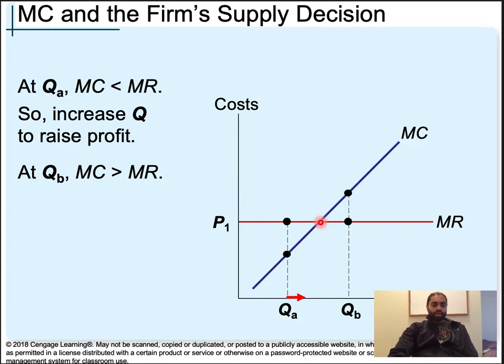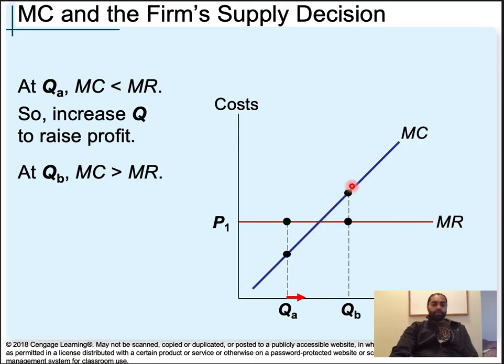So we always want to be at this point right here, at the intersection of marginal revenue and marginal cost. That's your profit maximizing condition. Meaning at this point, this is where profit is maximized completely. So to the left of this, our marginal revenue is greater than our marginal cost. We can increase our production. So as we produce more, we'll be right here, we're set.